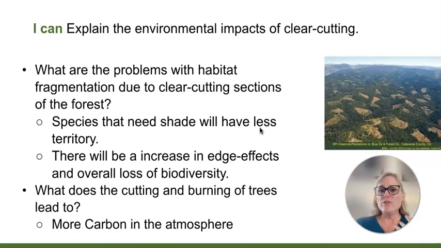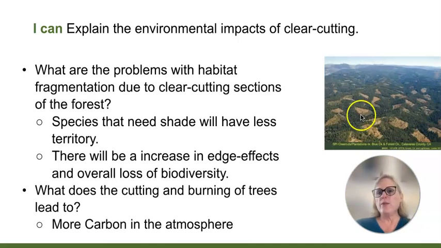We have something called edge effects. So edge effects are the edges of habitat. If you have your forested habitat, everywhere around the clear-cutted area is an edge, and edges have less biodiversity.